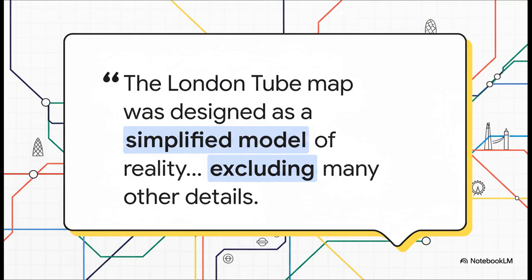Look, that map is a total lie, geographically speaking. It doesn't show the real twists and turns of the tunnels or the actual distances. But that's what makes it brilliant. It abstracts away all that useless detail to show you only what you need to know, how to get from one station to the next. It's useful because it's simple.